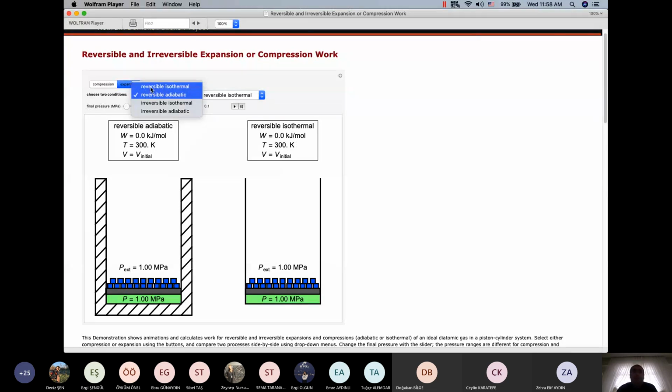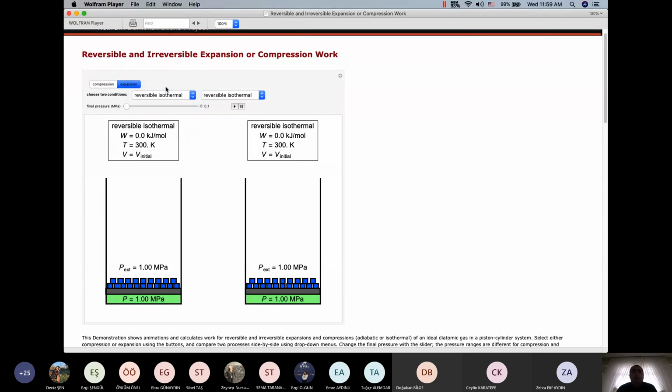I can do four kinds of expansion. Reversible isothermal, reversible adiabatic. Right now let's compare reversible and irreversible isothermal. Reversible isothermal means the temperature is fixed at 300 Kelvin. Since this is reversible, the pressure of the system is the same as the external pressure. They are both 1 megapascal.